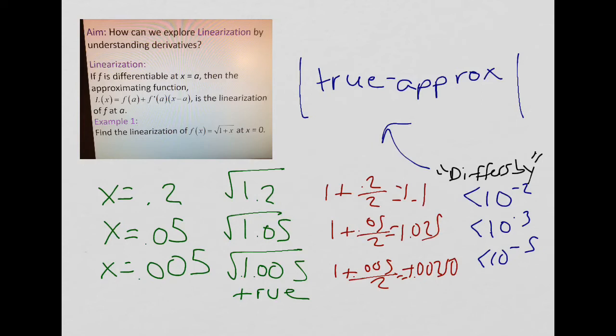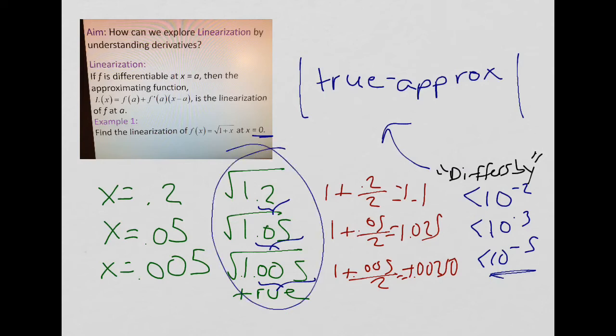The closer it is to when x is 0, the smaller the difference. This one was a little bit further away, so it differed slightly, but not as much as it differed here. So the linearization is a very good way to approximate our answer for, I guess, these values. So let's take a look at our next example.